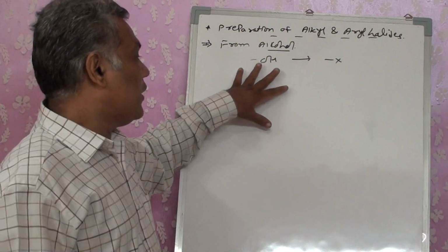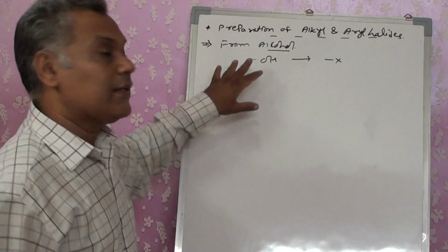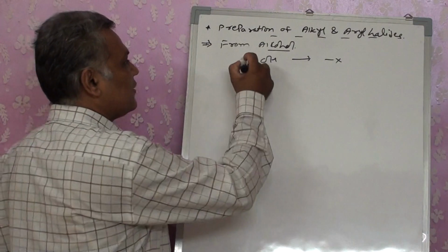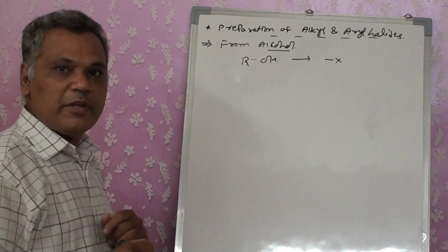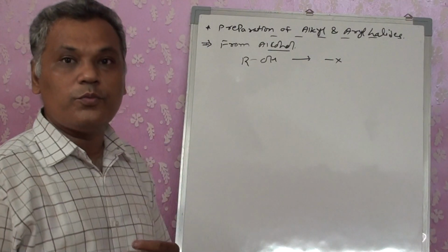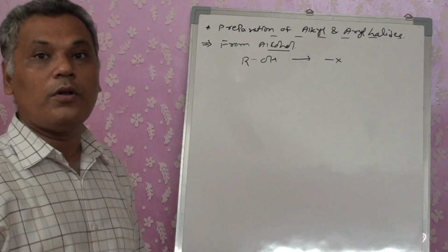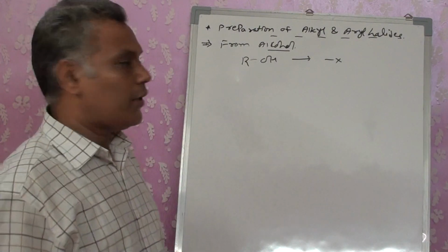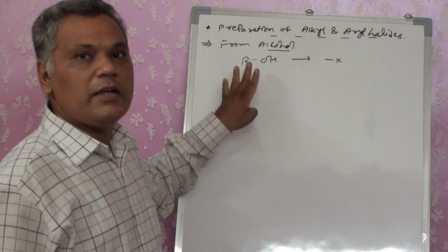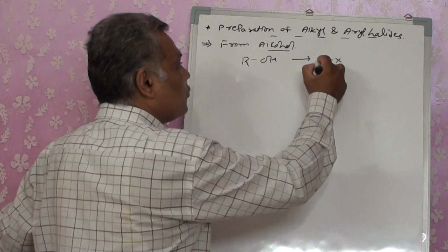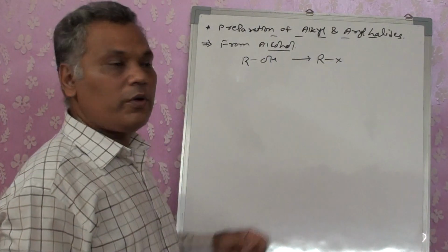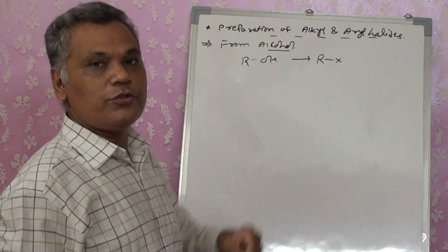Now here, particularly OH into X. OH cannot be a separate molecule; it is attached to some organic compound like methane, ethane, propane, butane, 2-propanol, 2-butanol, 2-methyl-2-propanol, maybe different compounds. It can be any alkyl group. So the product you get will also have the same alkyl group. The only change is that OH is changed to X.